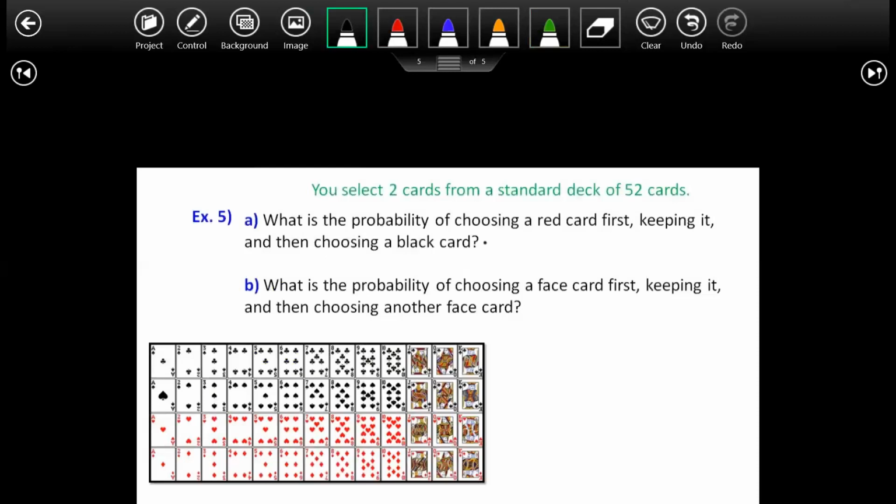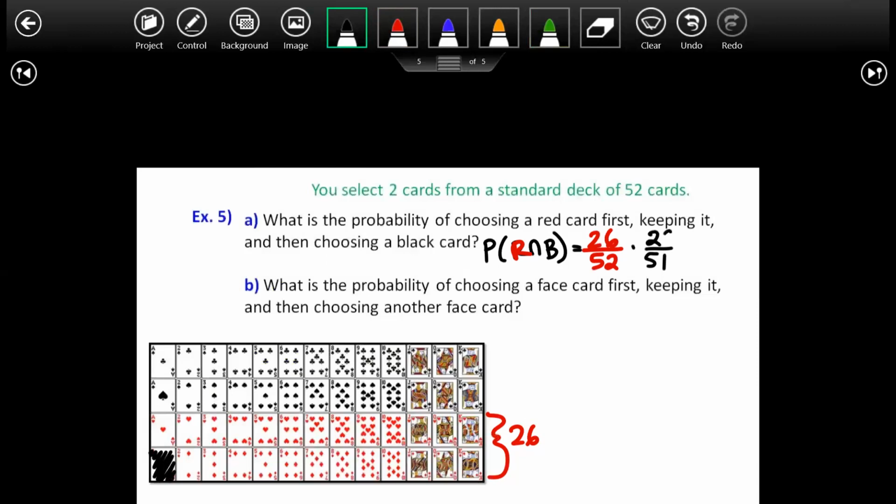Probability of a red card first. So probability of red, we're going to keep it, and then getting a black card. What is the probability of getting a red card? We're looking at all these cards down below. How many numbers? There's 13 of them, so we have 26 of them. 26 of how many cards? 52. Now, in the sense of this one, it's pretty easy. If we keep that card and we put it in the back pocket, how many cards do we have left? 51. Now, let's say we choose a red card and we put it away. Let's say we got a red card. What's the possibility of getting a black card?